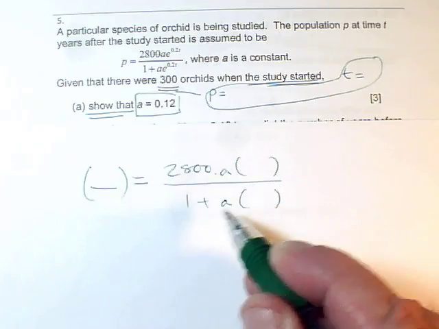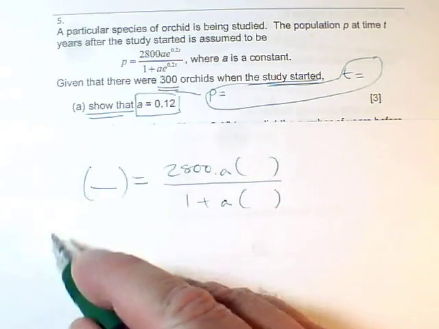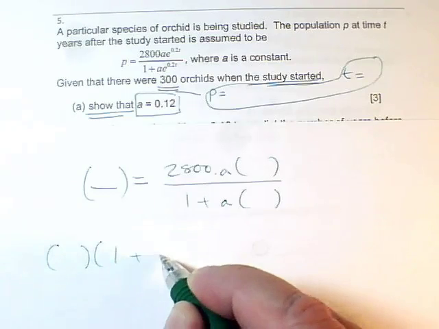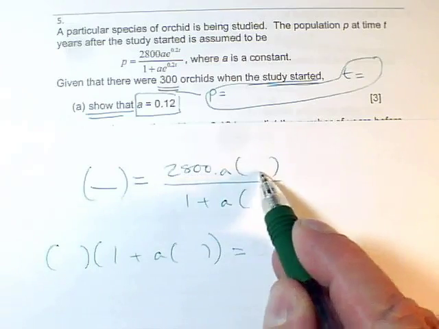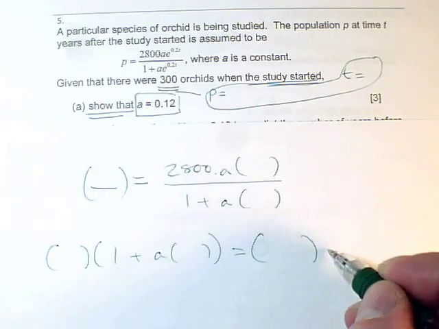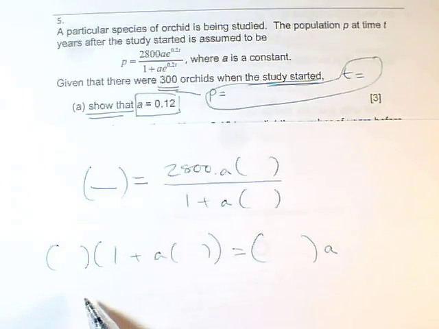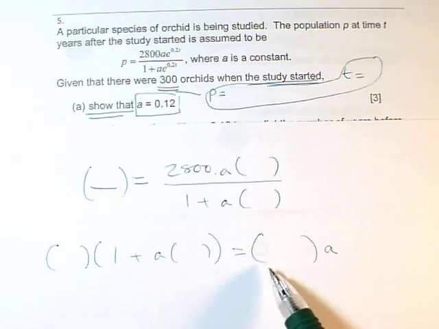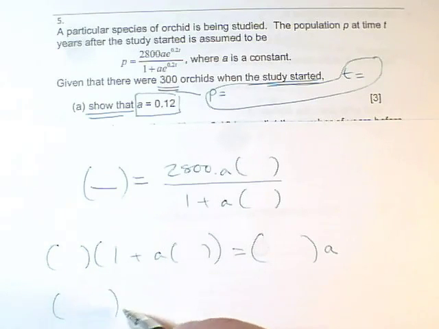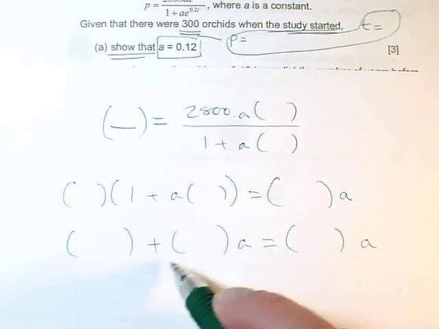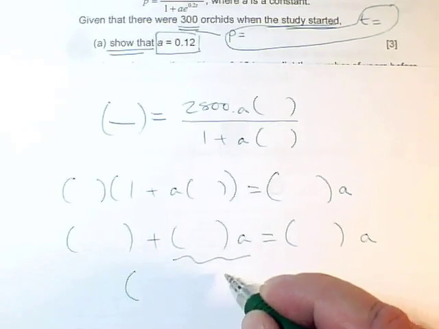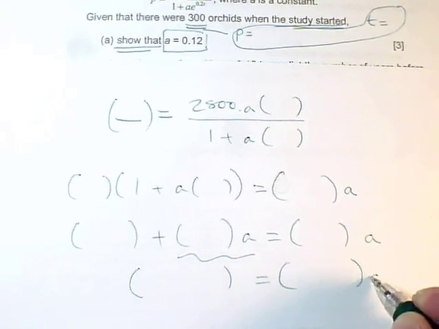These might not be very nice numbers, but I don't care. I'm going to get whatever this number is times the bracket of 1 plus a times another number, equals 2,800 times this number, which is just a number times a. So I have to put up with the fact that the numbers in these brackets may be horrible decimals. Multiplying out, I'm going to have a number plus a number times a, equals another number times a. Then I take this away from both sides to get a number equals some number times a.